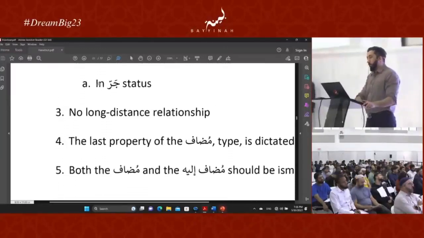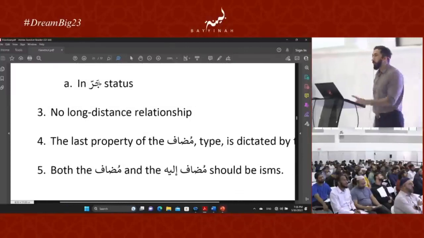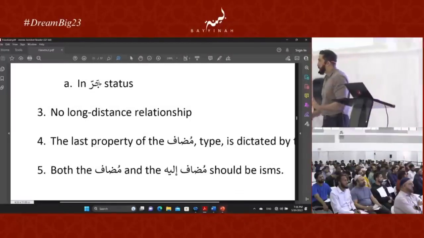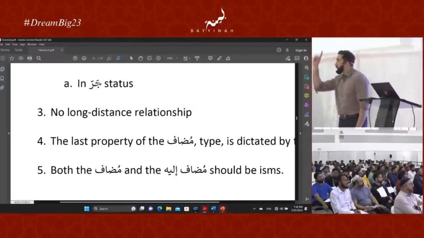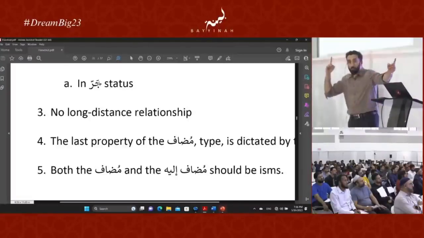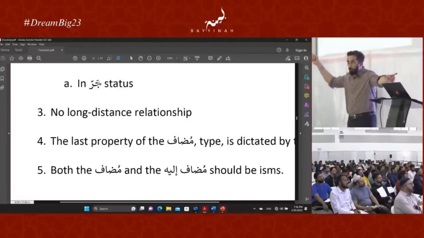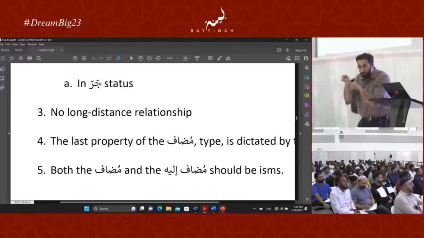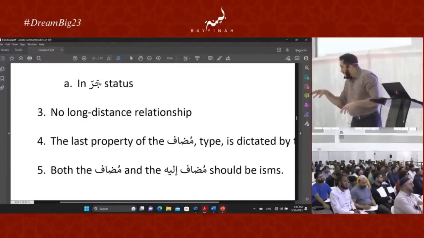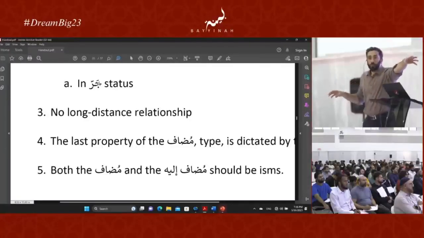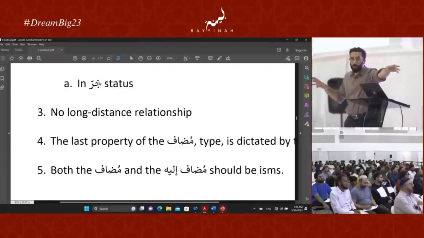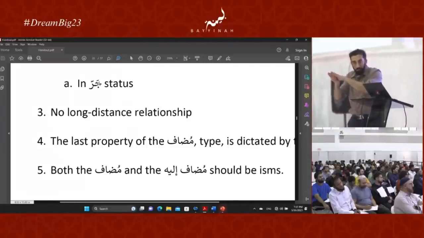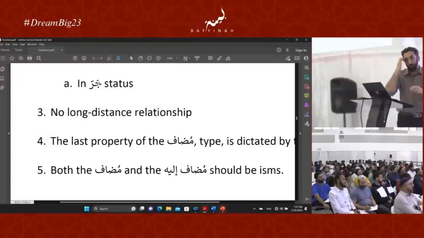Okay. Third thing, what does it say? No long distance relationship. Here's what that means. You can't be reciting Surah Al-Baqarah and say, I found a Mudhaf in ayah number 1, and then in ayah number 286, you found the Mudhaf Ilayh for that. No. They have to be immediately next to each other. You cannot put something else between a Mudhaf and a Mudhaf Ilayh. If you found light, no alif lam over here, and 3 words later, you find a jar over there, no, that's not a Mudhaf Ilayh. They have to be together.